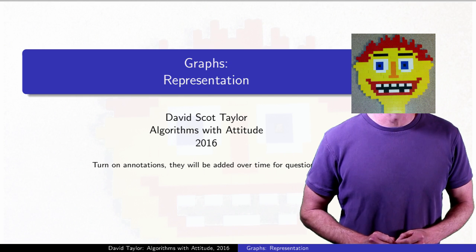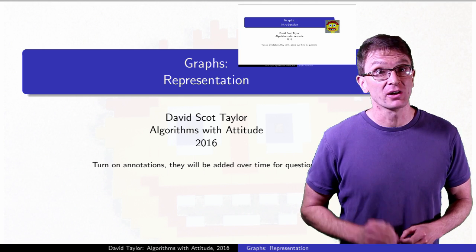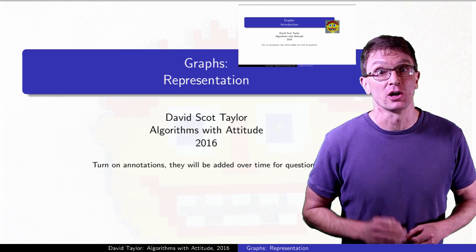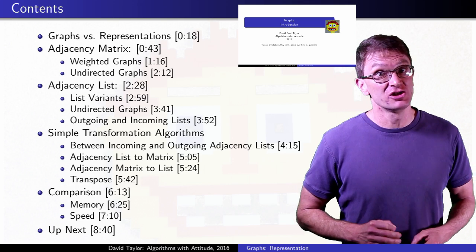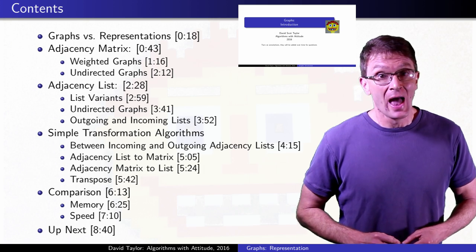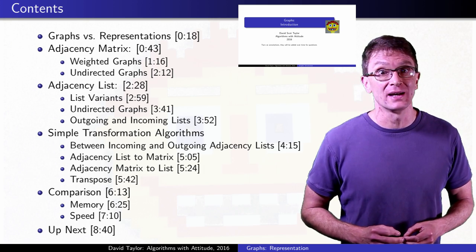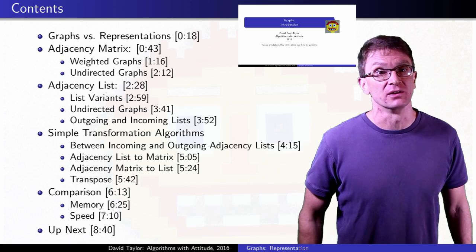This video is on graph representations. It's the second video in a basic graph algorithm playlist after the introduction to graphs. This one goes over the two most common ways to implement graphs, adjacency matrices and lists. After a few simple representation-related algorithms, I'll compare their strengths and weaknesses.